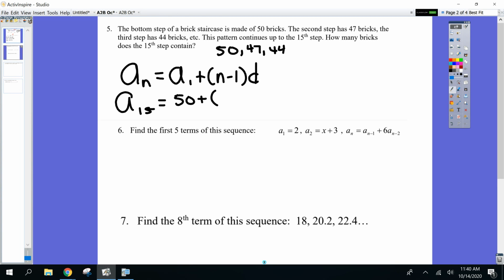Remember, it's the same n you plugged over on the left side. 15. 15 minus 1. What's your common difference? What are we going by? -3. Okay, yep. Hey, everybody, times -3. Not minus 3, times -3. It's always multiplied by that d value. And then you guys can go ahead, keep rocking here. Let me know what the 15th term is.